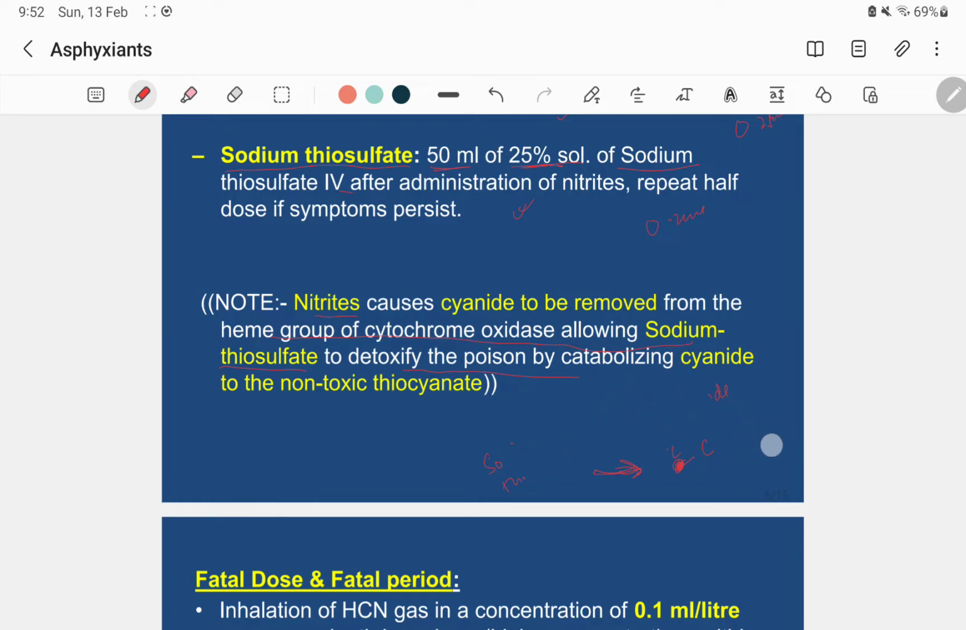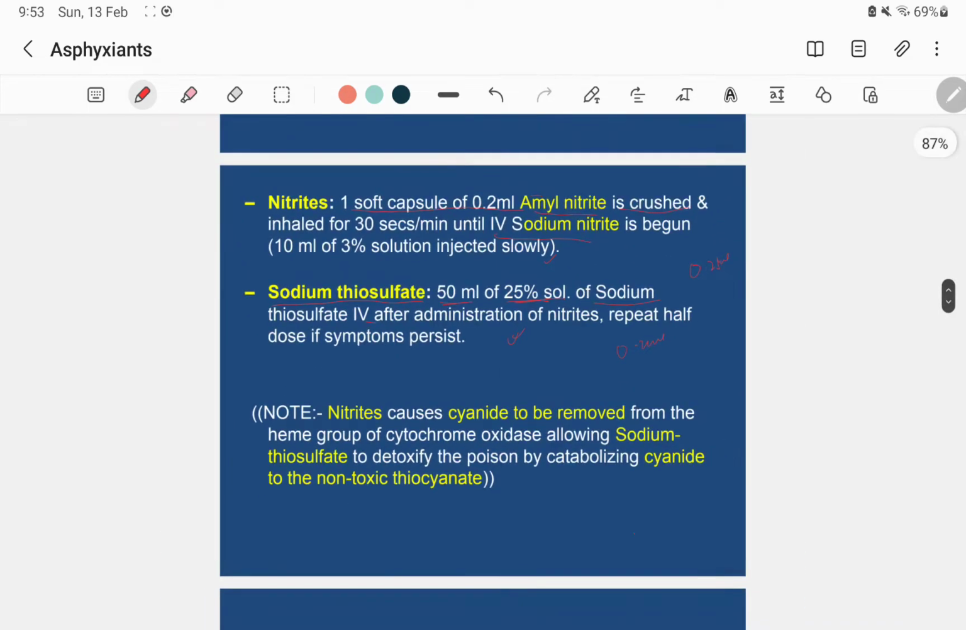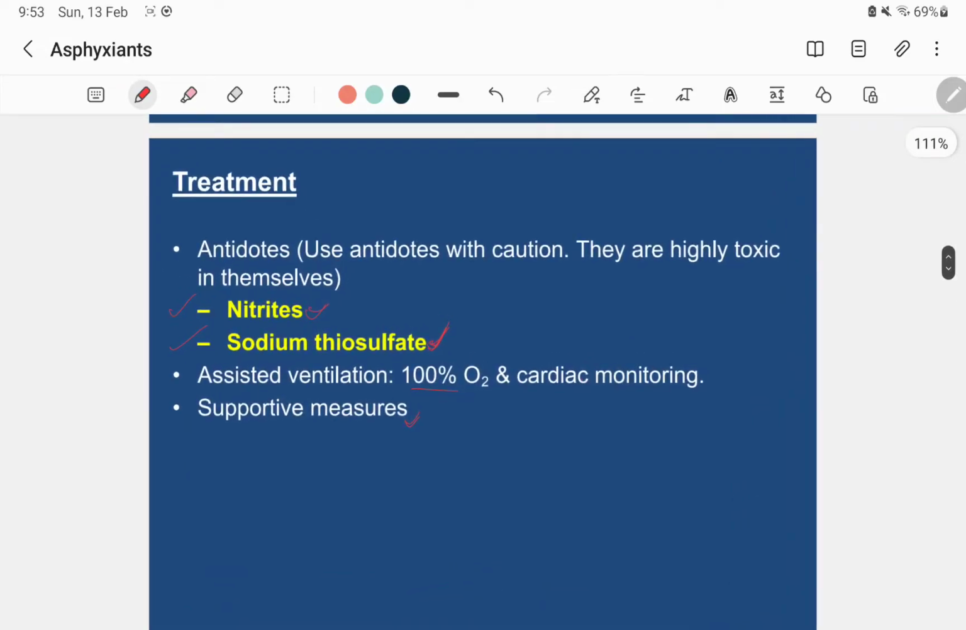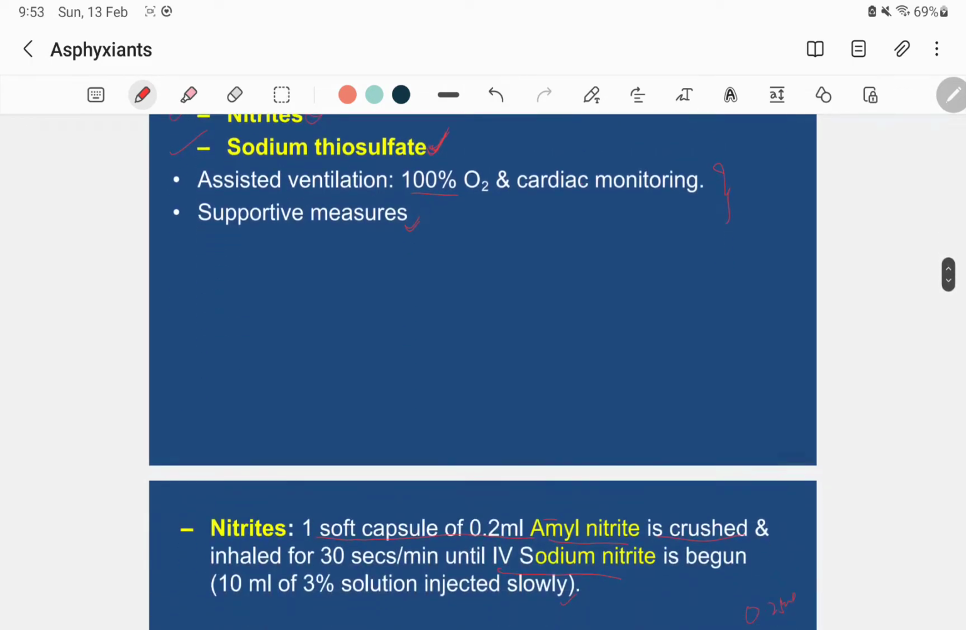It's very easy if you try to understand it yourself as well. So that's it. In cyanide poisoning there are two antidotes, nitrite and sodium thiosulfate. The others are supportive measures, right? So high flow oxygen and cardiac monitoring, because the myocardium needs more oxygen, the oxygen demand is higher. And then supportive measures for any other kind of demand.